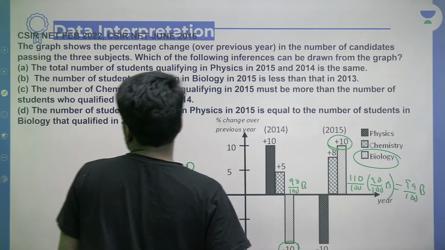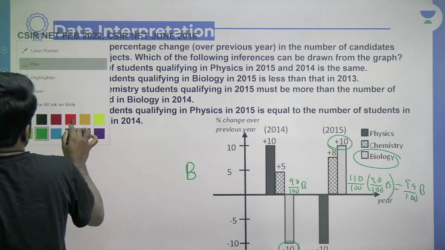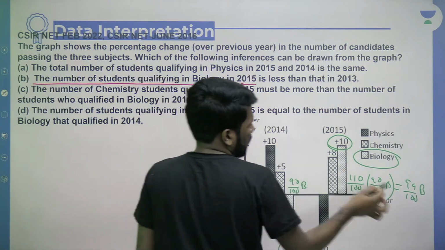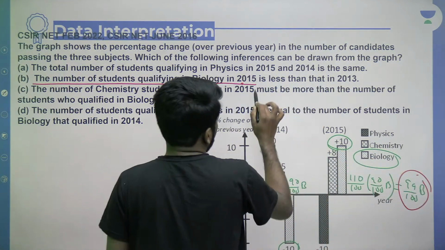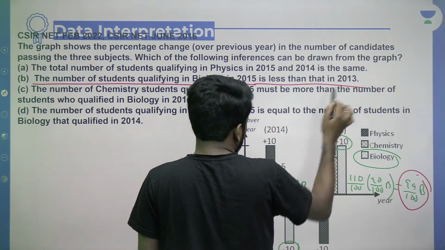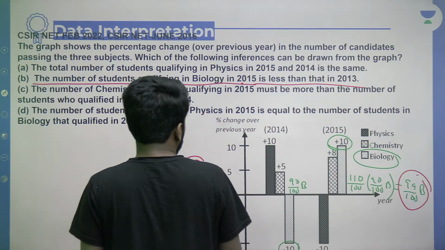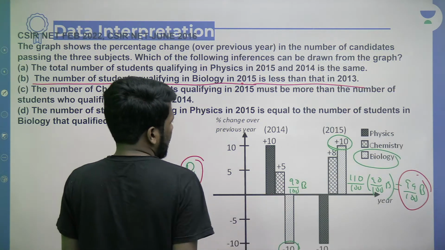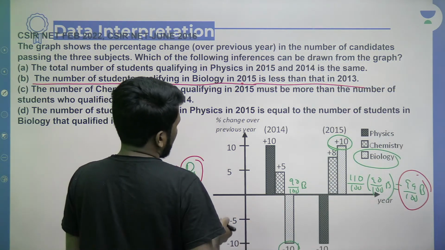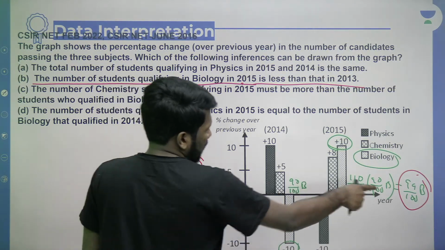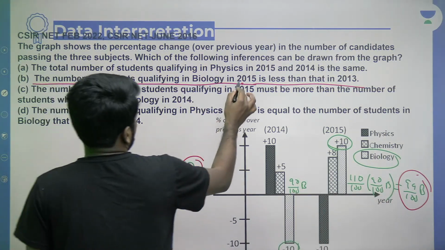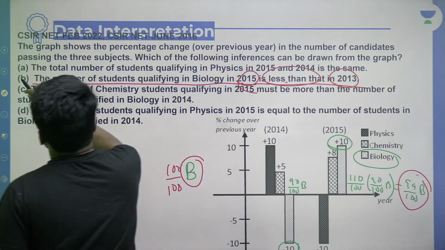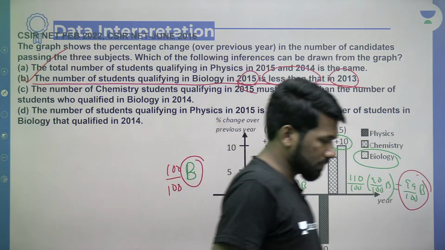Now read the sentence once again. The number of students qualifying in biology in 2015, that is 99 by 100 B, is less than that in 2013. 2013 it is B na. B means 100% of B. 100% of B, yeah, 99% of B. Which is bigger? 100% of B. That means that is smaller. 2015 का value 2013 का value से कम होगा. So option B is the correct answer.